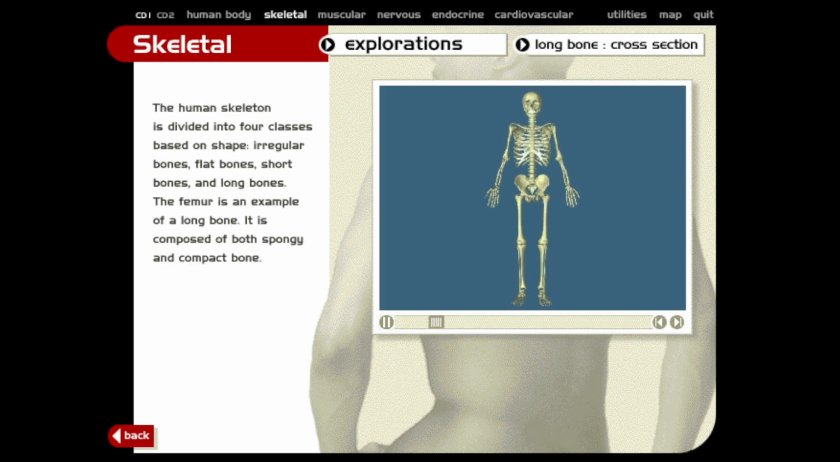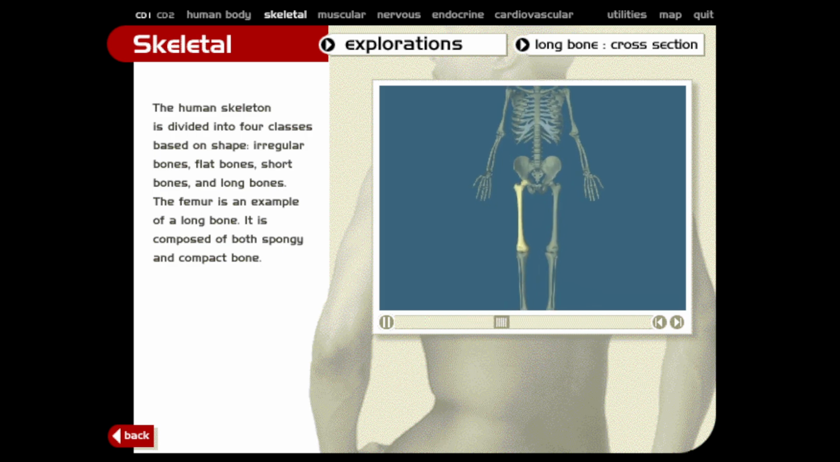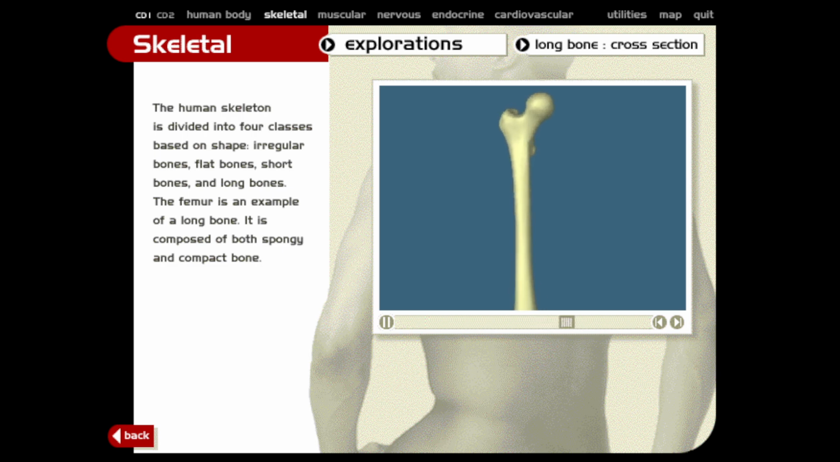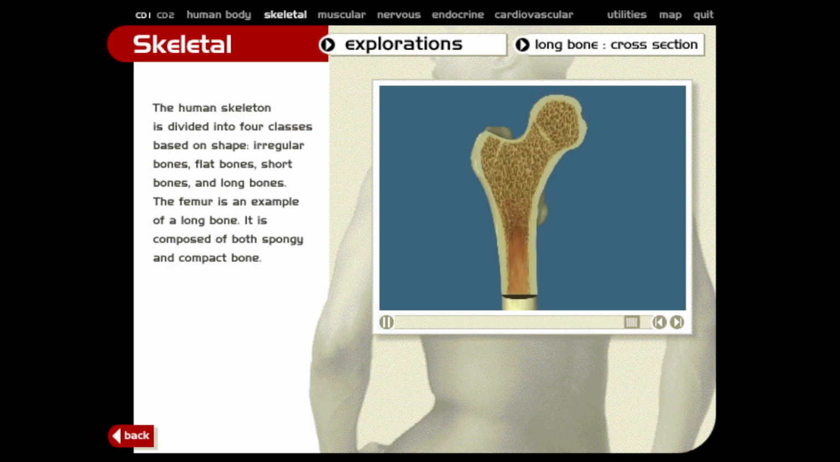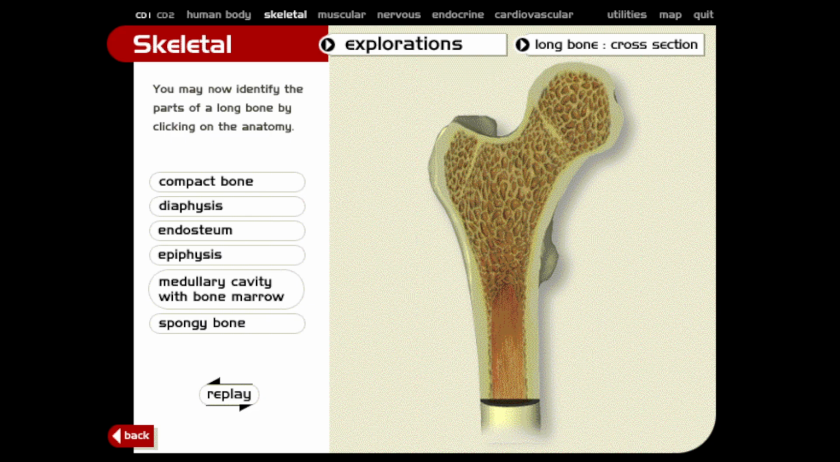The human skeleton is divided into 4 classes based on shape: irregular bones, flat bones, short bones, and long bones. The femur is an example of a long bone. It is composed of both spongy and compact bone. You may now identify the parts of a long bone by clicking on the anatomy. Compact bone.